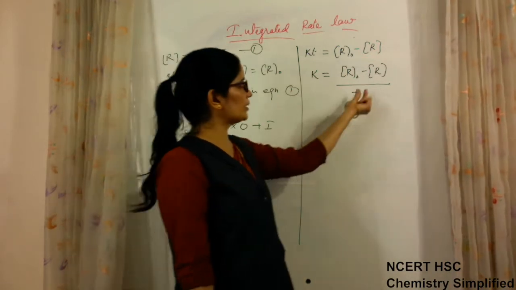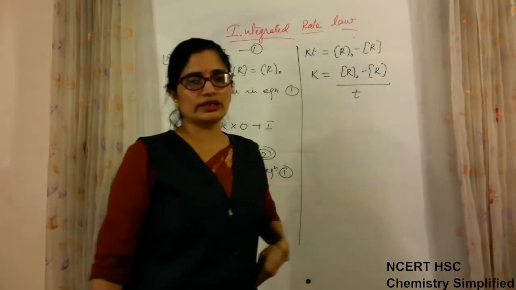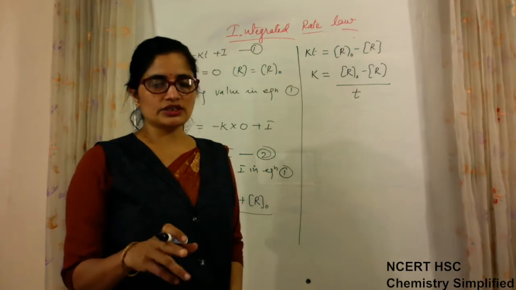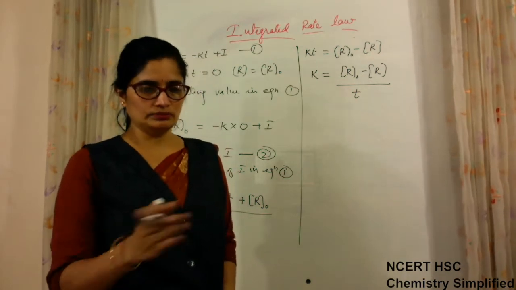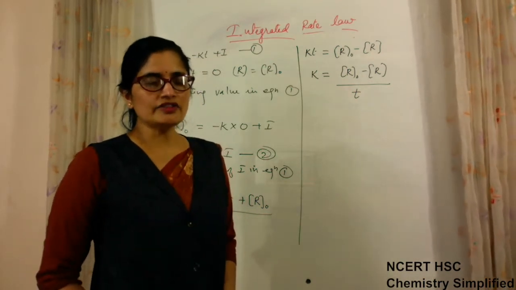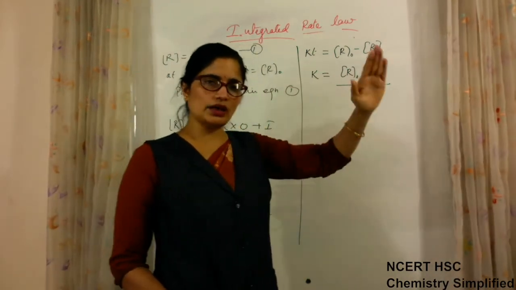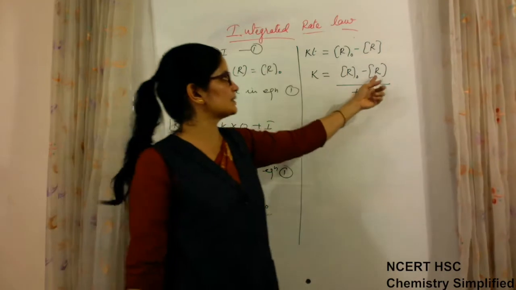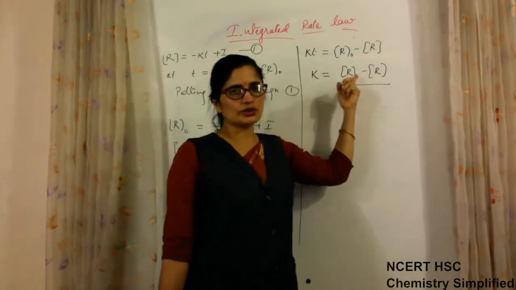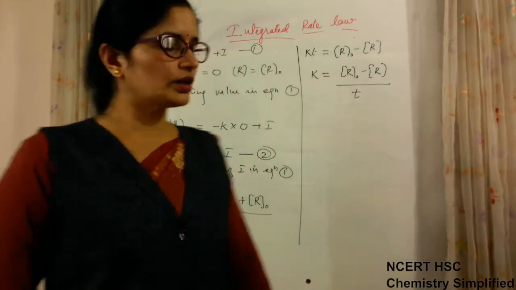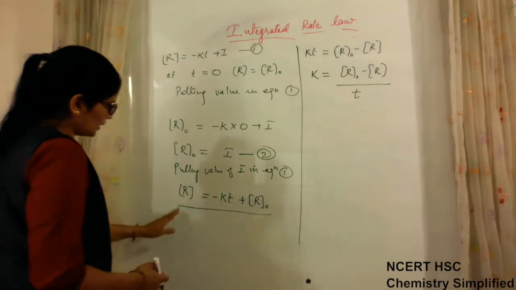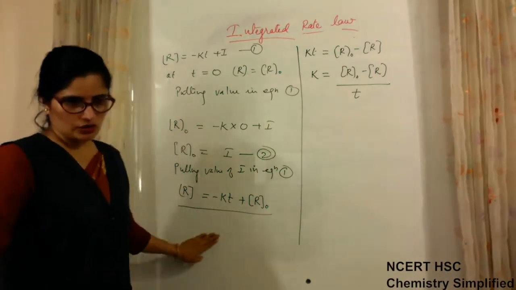You have to remember what value you have to put here. R is the concentration left only, not used up. Left after the time T, whatever time T is taken, whatever amount will be left, that will be placed in place of R, and R0 is the initial concentration.